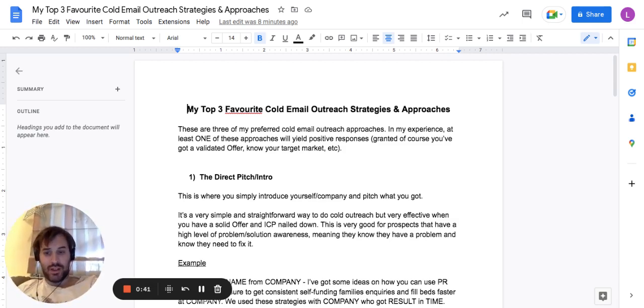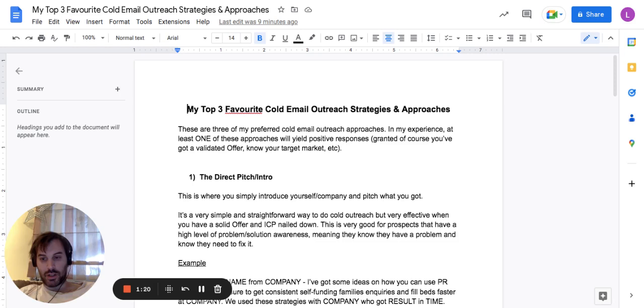But in general, these three are pretty much how I always do cold email in my own business and for cold email campaigns that we run for clients. We pretty much test all three strategies out, and at least one of them works. Assuming you've got a validated offer and your target market, one of these is going to work. I haven't personally seen a case where one of these doesn't work when you have a good offer. It's just impossible that at least one of them won't work.